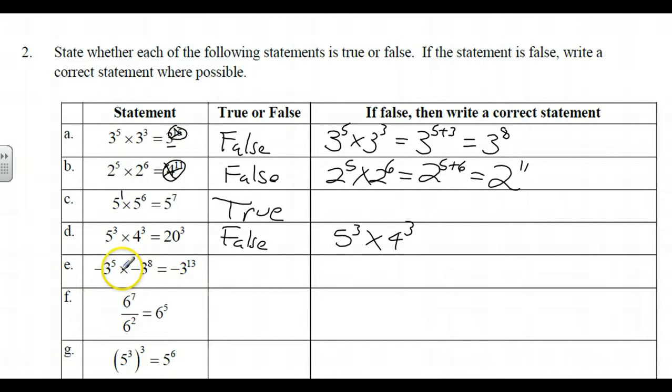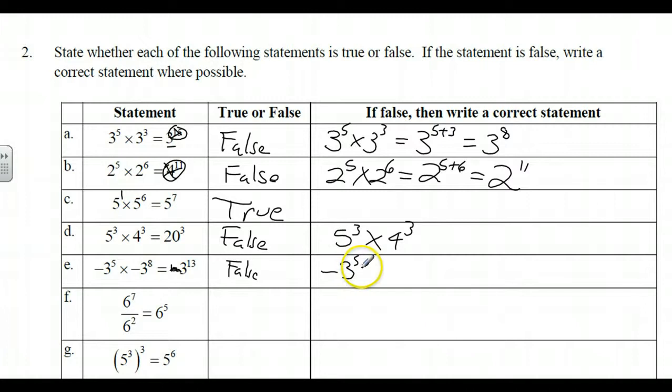Okay. The negative of 3 to the 5th times the negative of 3 to the 8th. So what's going to happen is this result, remember we're going to do 3 to the 5th and then make it negative. We're going to do 3 to the 8th and then make it negative. And so we will have the product of two negatives. So this will not be a negative. So that is false.